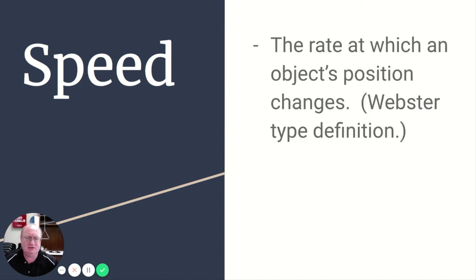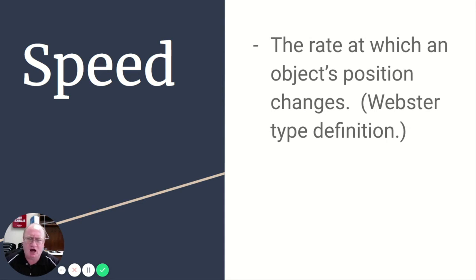Now, if you were Webster, you would come up with something that looks like this, that speed is the rate at which an object's position changes. And that's a perfectly accurate definition. Only problem is if you didn't already know what the word means, that may not help you.